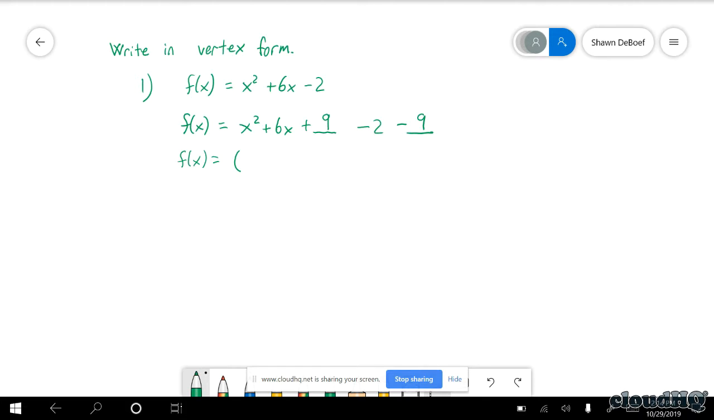Now the first 3 terms, the first trinomial, factors to x plus 3 squared. And then I'm breaking it apart there. Negative 2 and negative 9 together make negative 11. Oh, doesn't that appear to be in vertex form? And if I asked what the vertex was, it would be negative 3, negative 11.